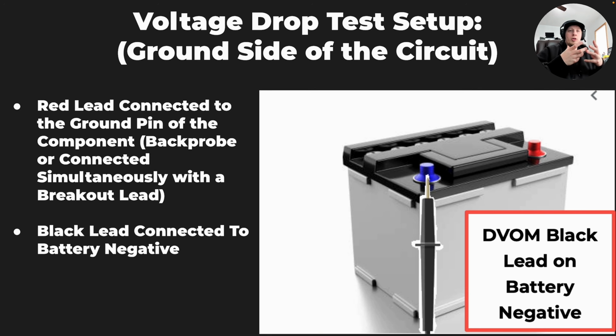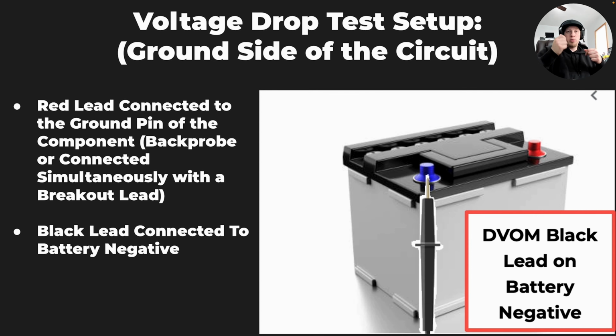A loaded voltage drop test is performed when you have the load on the circuit, the headlight bulb or whatever it is that's the load on the circuit. So a blower motor, a headlight, whatever is consuming that current, that energy, needs to be powered up when we perform this test. So the first thing we're going to do is voltage drop test the ground side of the circuit.